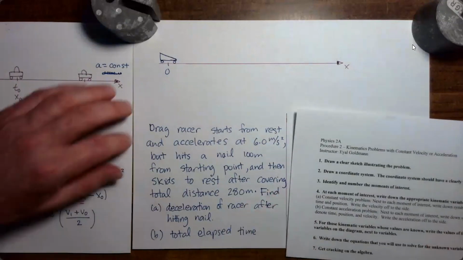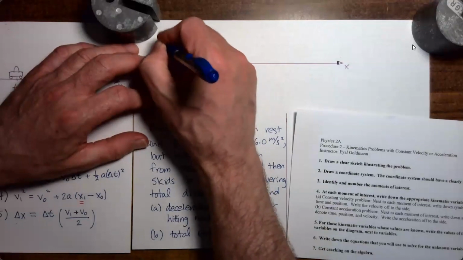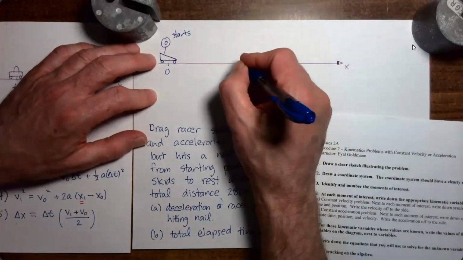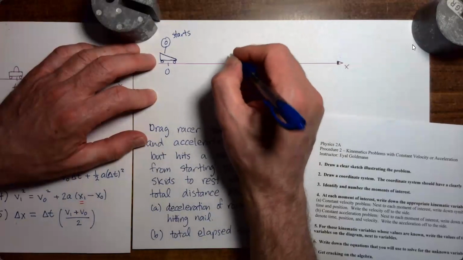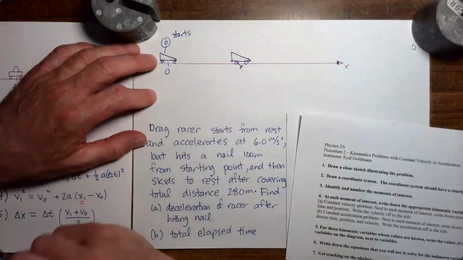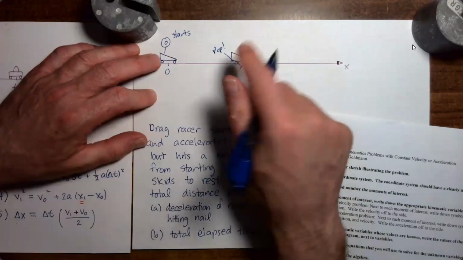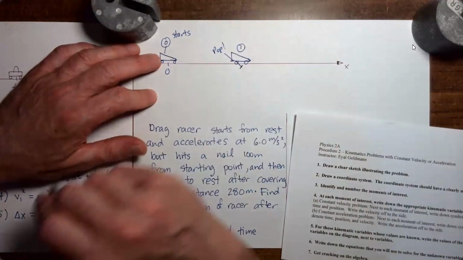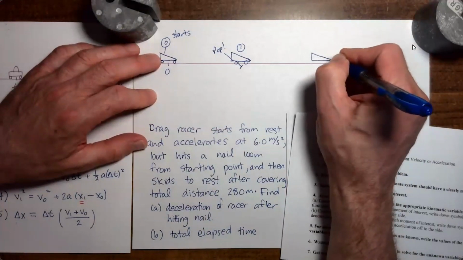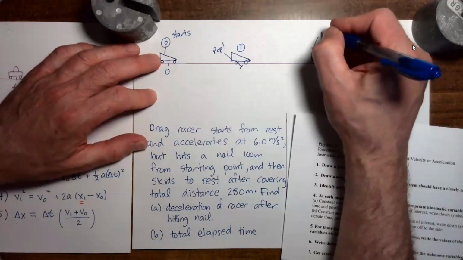Okay, so our first moment of interest is where the drag racer starts. So we will call that moment of interest 0. Let's stick the nail into the picture. So here's the nail. And let's say this is the drag racer hitting the nail. Pop. Let's call this moment 1. And after that, the drag racer decelerates, coming to rest over here. We can call that moment 2. This is where the drag racer stops.